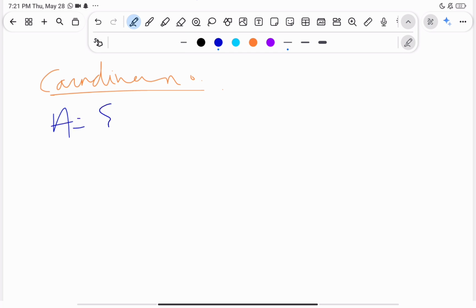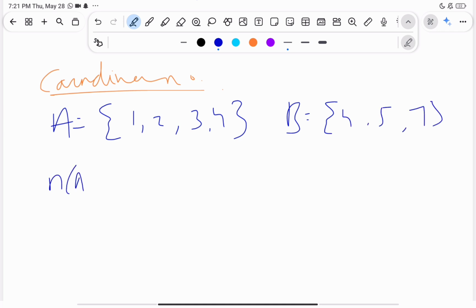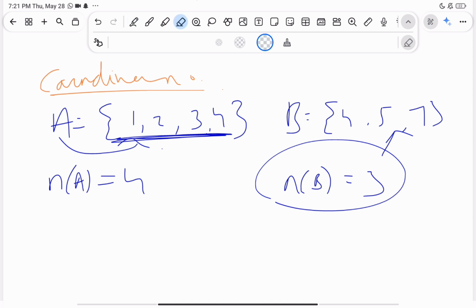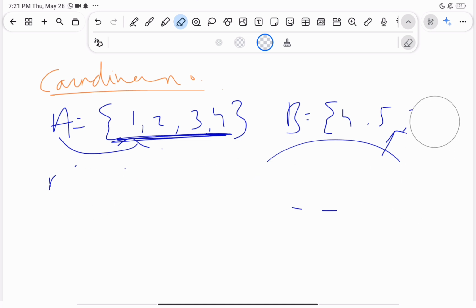If A is equal to {1, 2, 3, 4} and B is equal to {4, 5, 7}, then the cardinal number of the set is represented by n(A). n(A) is 4. The number of elements in set A is the cardinal number of the set, and here n(B) is 3. That was the thing. Cardinal number of sets. Next we will move to subset.